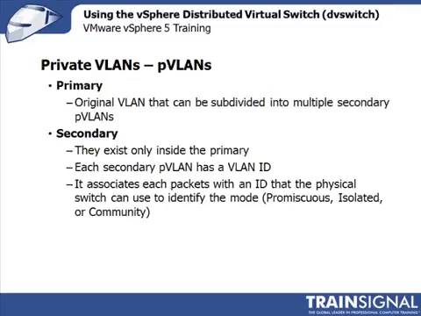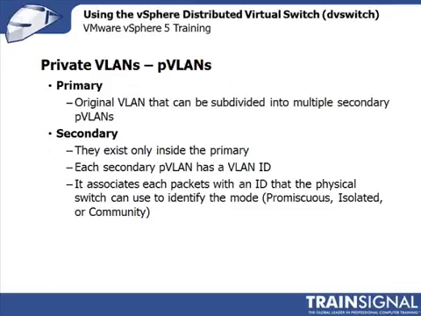Now, the way you create a private VLAN is you're going to take an existing VLAN, the way it is. That's otherwise known as the primary VLAN. It's the original VLAN. Now, that original VLAN can have multiple secondary VLANs. What happens with secondary VLANs is you're going to get a VLAN ID that you get from the primary VLAN, and then you're going to get a subset of that VLAN ID.